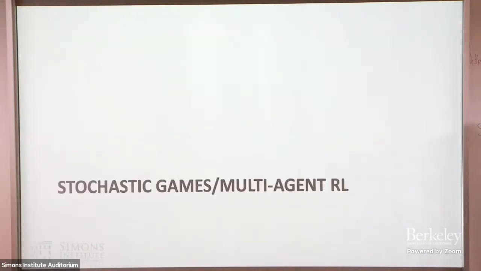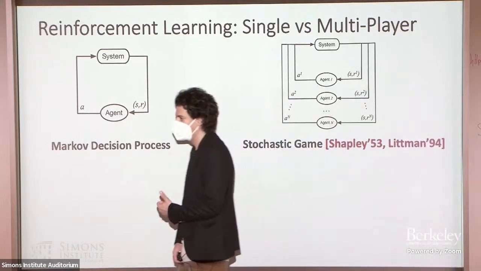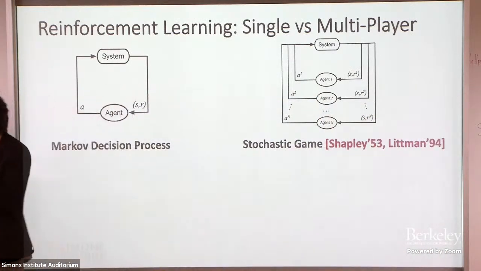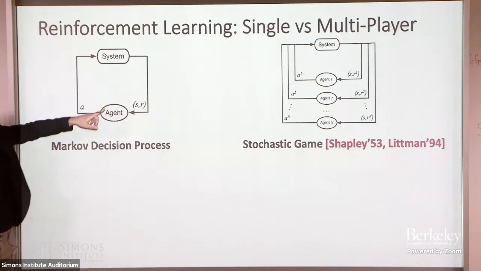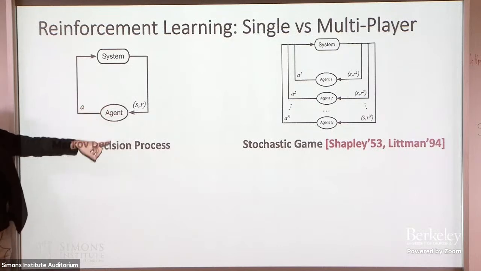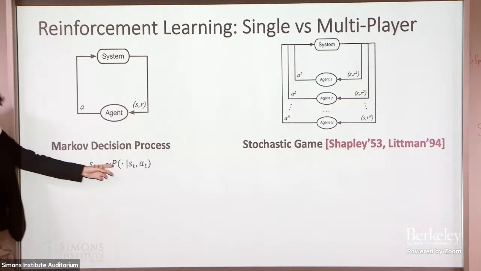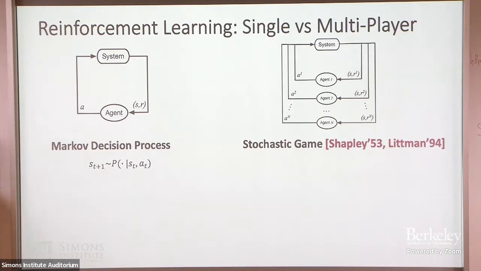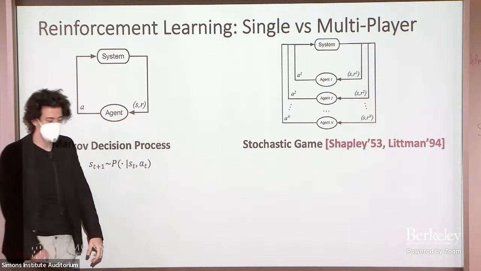Okay, so stochastic games. So what are stochastic games? Stochastic games are multi-player generalizations of Markov decision processes. In a Markov decision process, you have a system that is reactive to your actions, like in this picture. Roughly speaking, the system changes states, and the state transitions are stochastic, and they depend on the current state and your action at that state. So where you go next depends on your current state and what you choose to do at that state.